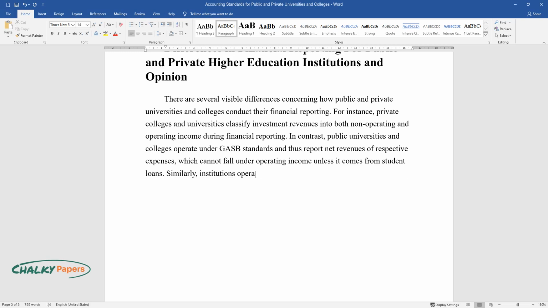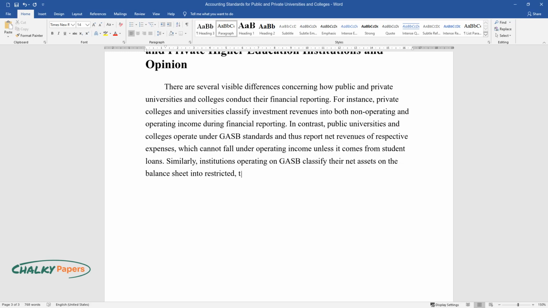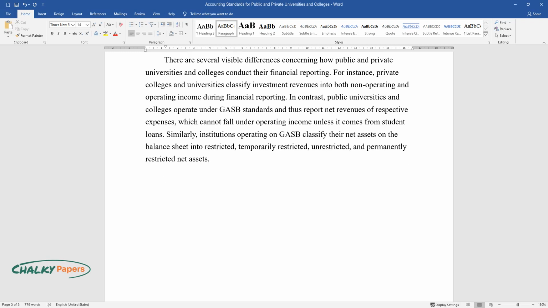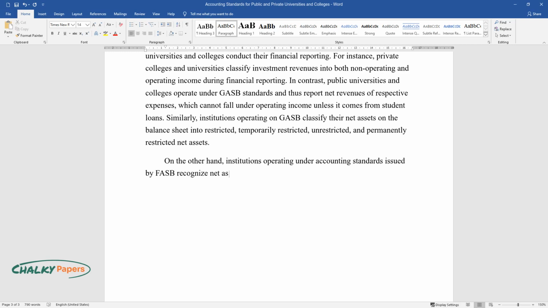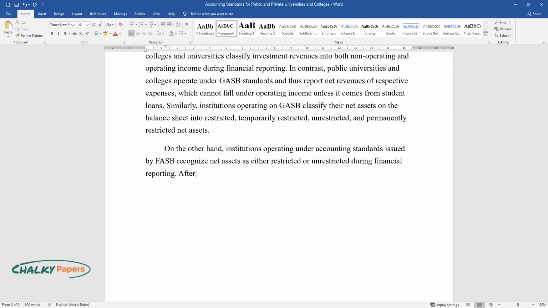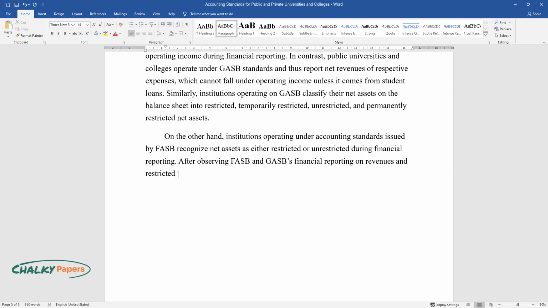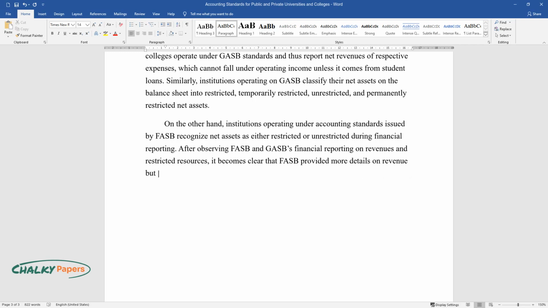Similarly, institutions operating on GASB classify their net assets on the balance sheet into restricted, temporarily restricted, unrestricted, and permanently restricted net assets. On the other hand, institutions operating under accounting standards issued by FASB recognize net assets as either restricted or unrestricted during financial reporting. After observing FASB and GASB financial reporting on revenues and restricted resources, it becomes clear that FASB provided more details on revenue but fewer details on net assets reporting than GASB.